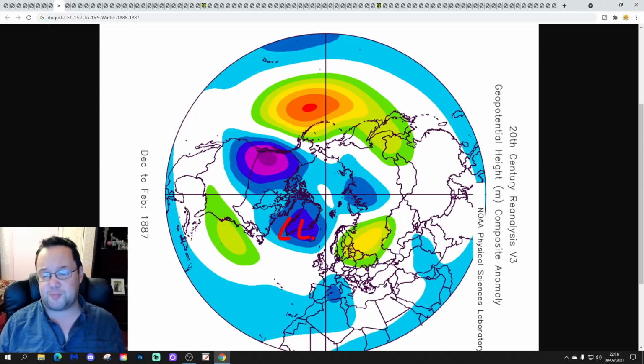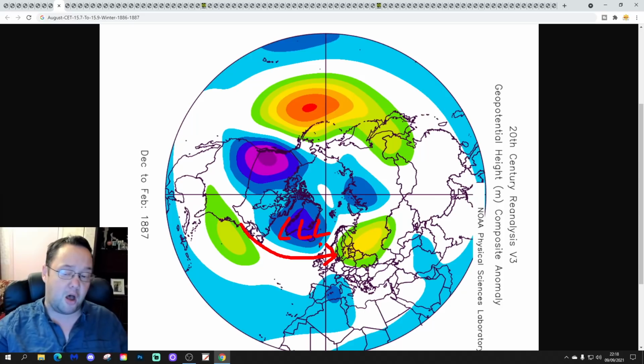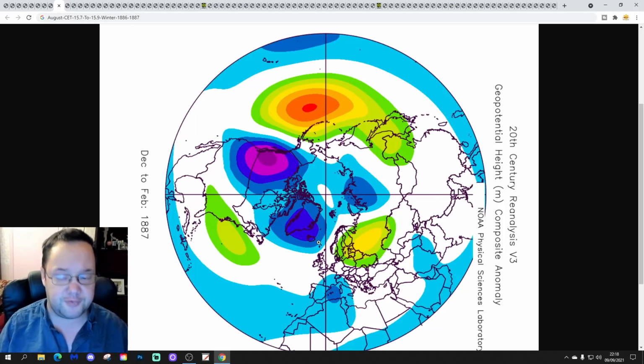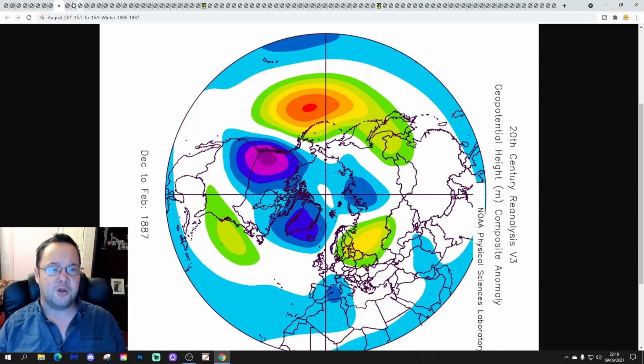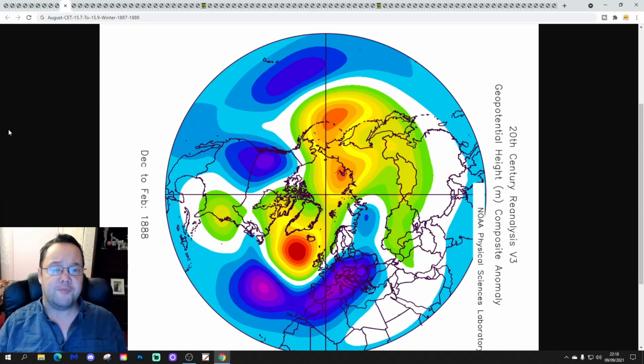So this one has below average heights around Greenland and Iceland, and also probably bringing in a bit of a westerly flow with that one. So that could be a rather milder winter, maybe the mildest winter that we've seen within this set so far. Then we've got 1887, 1888, just one year on. Have another August CET range, 15.7 to 15.9. This one is a cold winter.